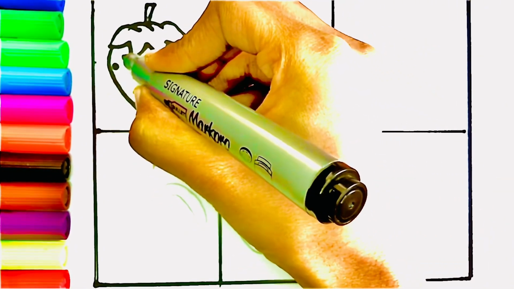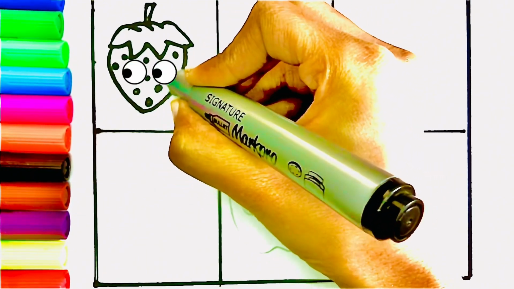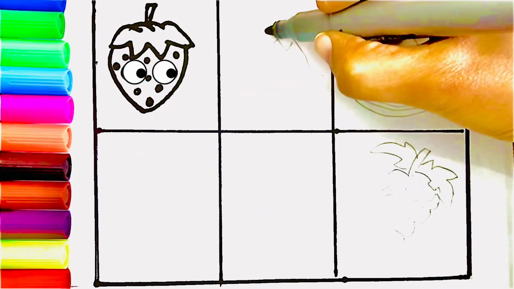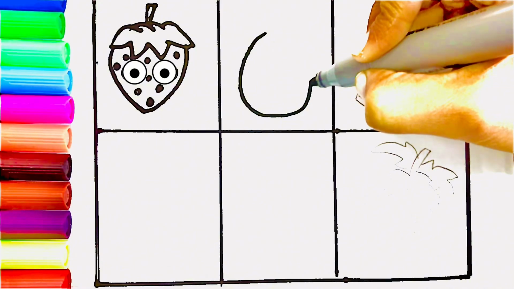Let's draw some circles and dots. This is ice. Wow, the ice is moving. The next, I draw a pineapple.